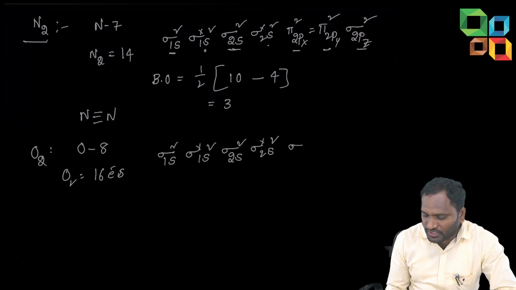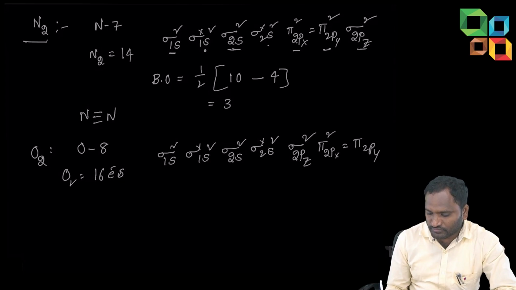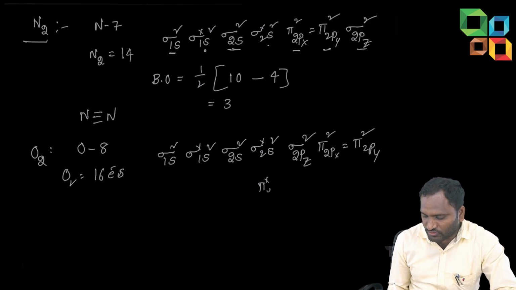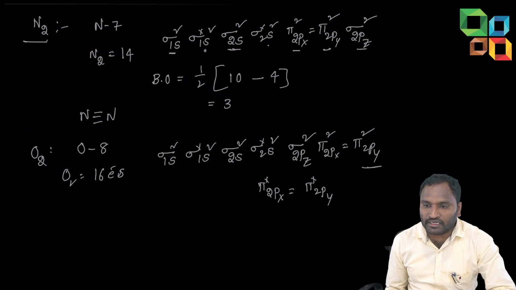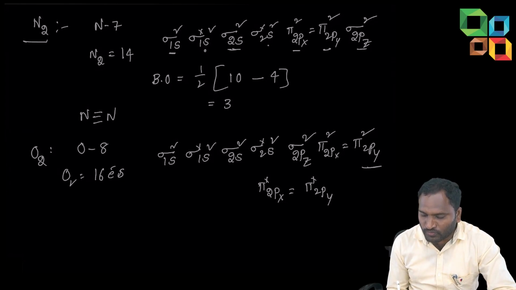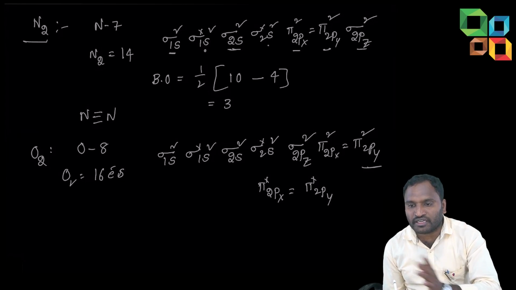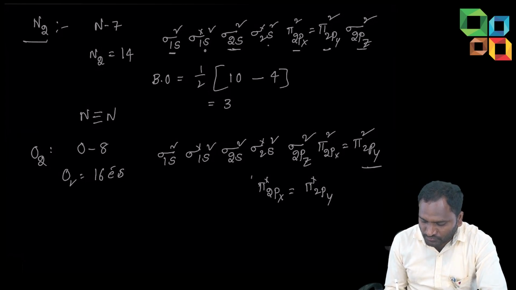Then sigma 2pz2 will come first. Next, pi 2px is equal to pi 2py. 1, 2, 3, 4, 5, 6, 7, 14 over. Next, energy order is pi star 2px is equal to pi star 2py. See students, 14 electrons till here. Now 2 more electrons are there. In that case, 2 electrons you are not supposed to give to one orbital. Since these are degenerate orbitals, we have to give one electron.